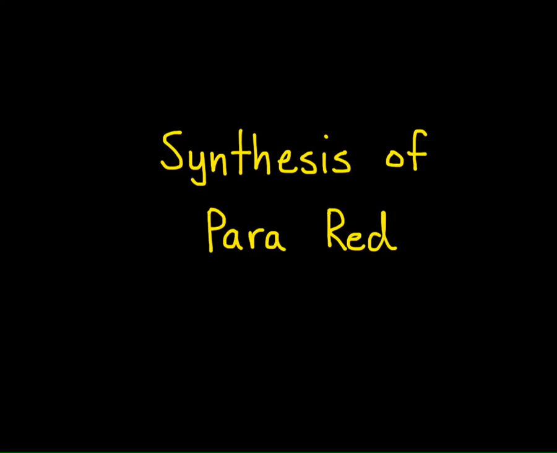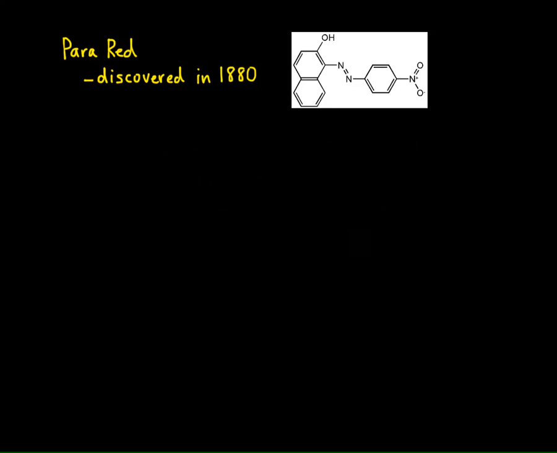This is the pre-lab for the synthesis of para-red. Para-red was first discovered in 1880 in an Austrian textile plant as one of a series of azo compounds. Compounds that consist of a nitrogen-nitrogen double bond with alkyl or aryl groups attached to each nitrogen.